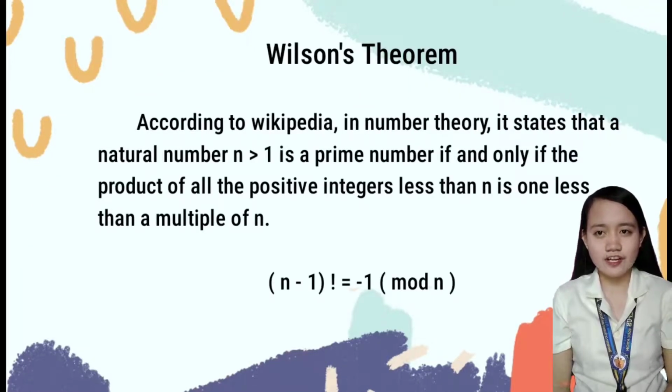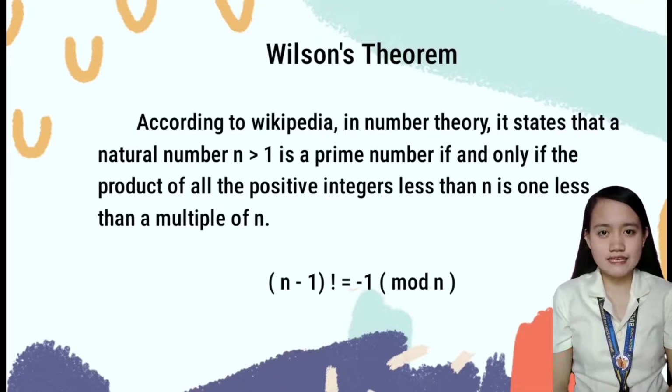So, Wilson's theorem. According to Wikipedia, in number theory, it states that a natural number n greater than 1 is a prime number if and only if the product of all the positive integers less than n is one less than a multiple of n.